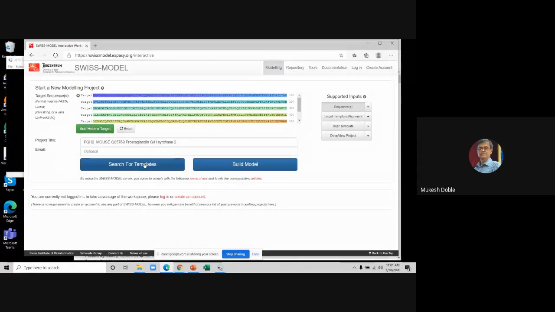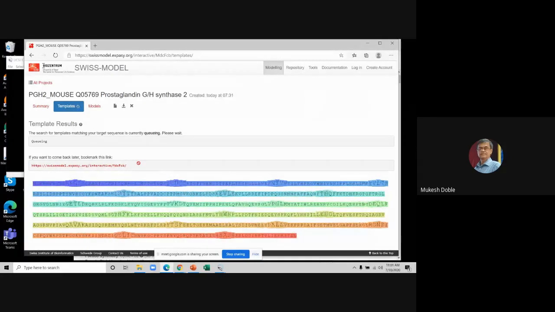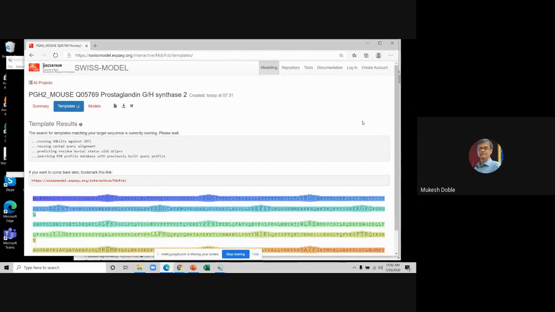So we can say search for template. So this is the protein sequence. I hope you can all see that. Then we can say search for template. It will take a little bit of time because it has to go through millions of sequences in UniProt. It runs through BLAST, and it will give you protein sequence similarity starting from the highest percentage, or the lowest E value, and then it will give you results in that order.